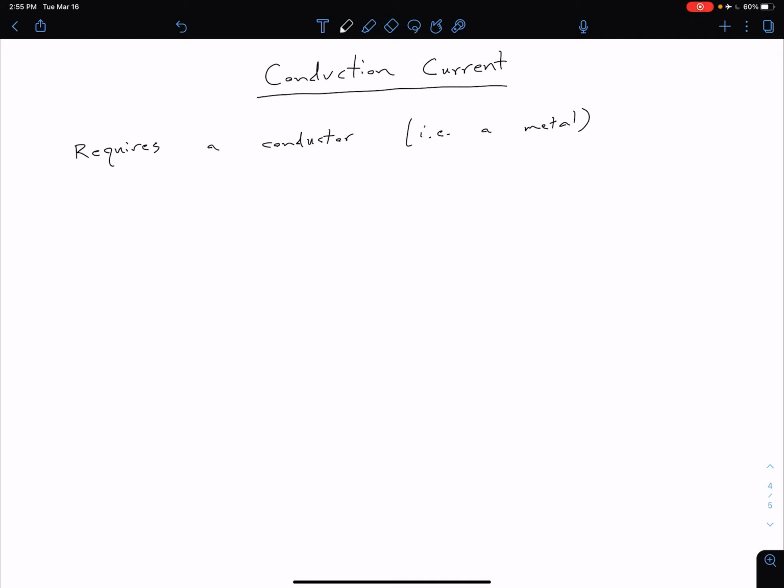Now we're going to turn our attention to conduction current, which is a form of current that I think we're all a little bit more familiar with. In this case, we need a conductor, or in other words, a metal, to have this conduction current. So let's go back to basics again and see if we can derive an equation for our conduction current density. Let's start by considering the force on free electrons.